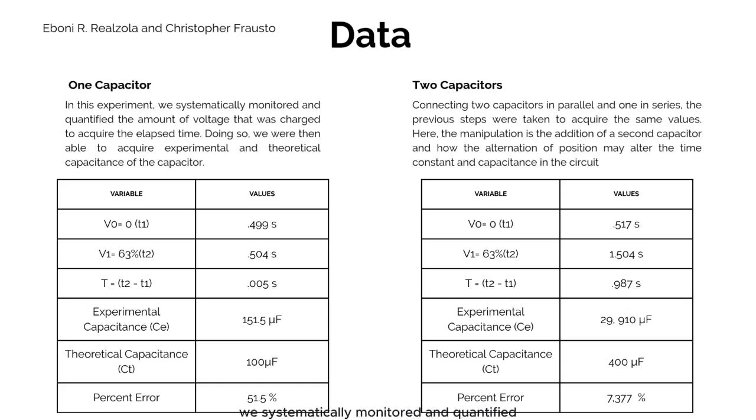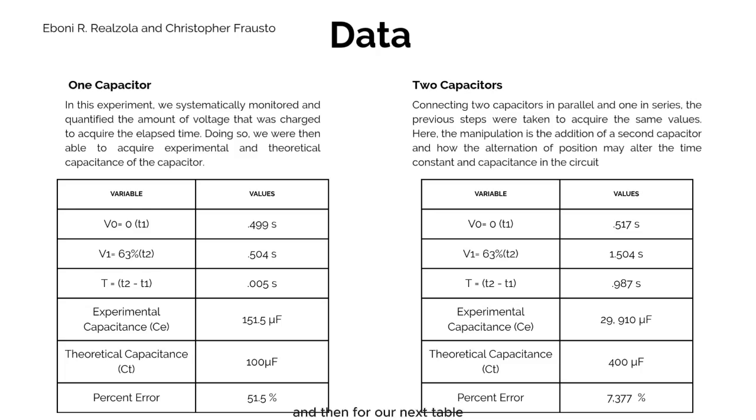In this experiment, we systematically monitored and quantified the amount of voltage that was charged to acquire the elapsed time. In doing so, we were then able to acquire experimental and theoretical capacitance of the capacitor. We found those values by taking the equation τ = RC and rearranging it into C = τ/R in order to find the experimental capacitance. With the constant resistance of 33 ohms, we then compared the experimental to our theoretical, which is 100 farads, and it revealed a somewhat normal percent error for our first table.